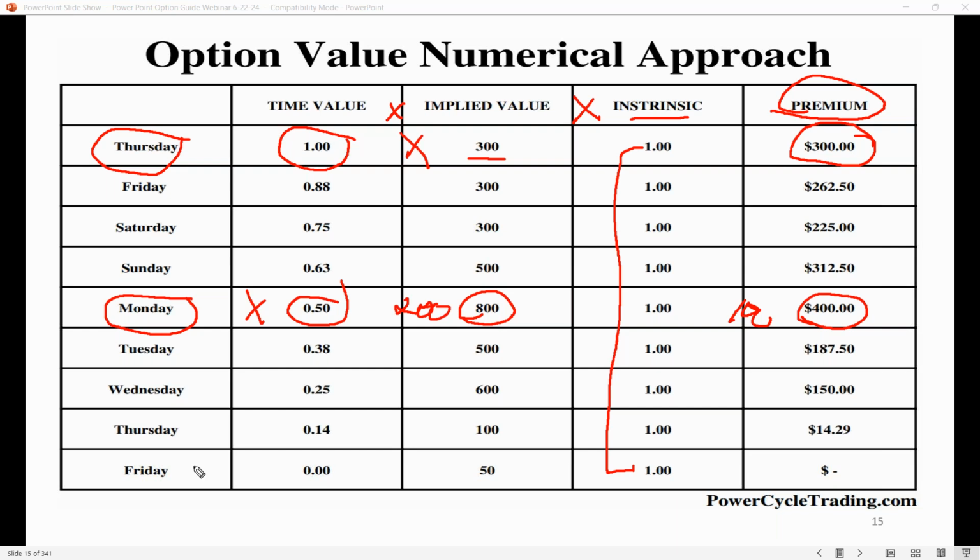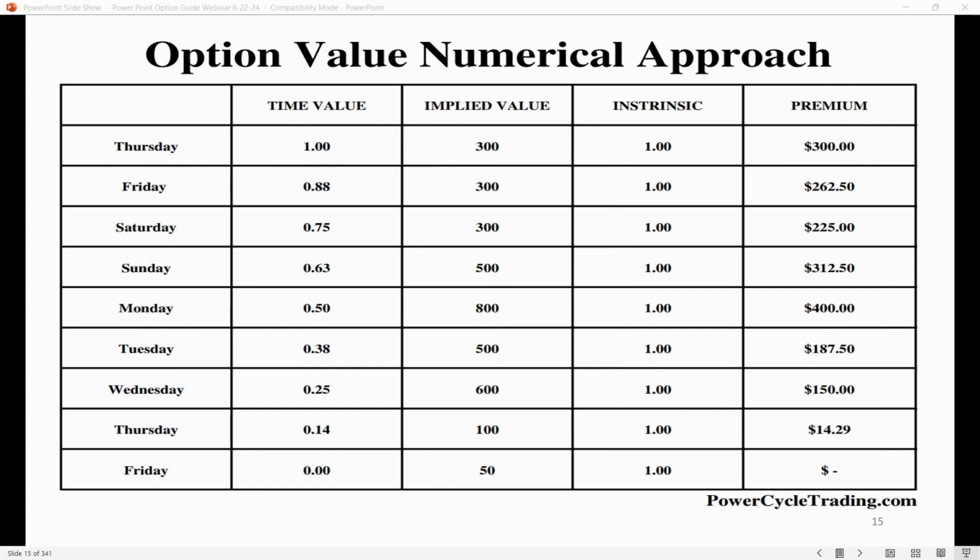So the real takeaway, hopefully you'll see, is that time value is going to go to 0 at that option expiration, and implied volatility goes to 0 too. So we want to understand as option buyers or sellers how this is going to impact the trade that we're putting on, and then all the different other strategies we can do to take advantage of these two pricing components. So hopefully that sheds a little light on how option prices work.